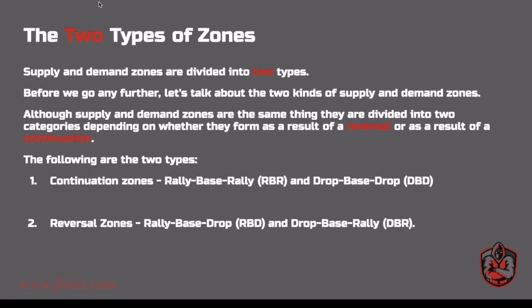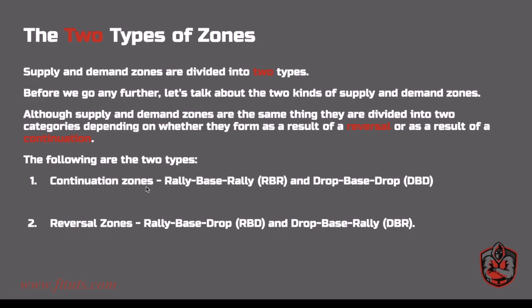So, the two types of zones. Supply and demand zones are divided into two types. Before we go any further, let's talk about the two kinds of supply and demand zones. Although supply and demand zones are the same thing, they are divided into two categories depending on whether they form as a result of a reversal or as a result of a continuation. So, the following are the two types.